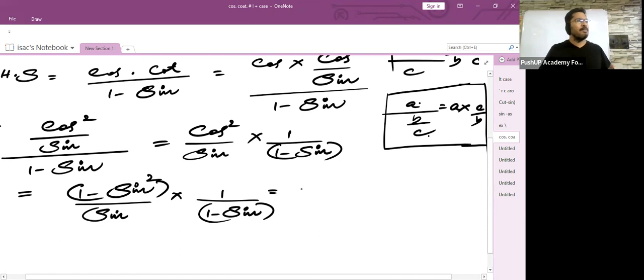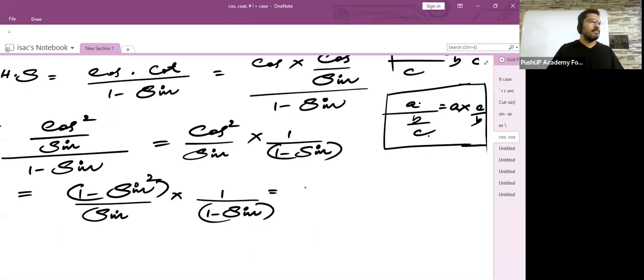1 square minus sine square. After that, okay, I'll give you a hint. Factorize it. 1 minus sine square.